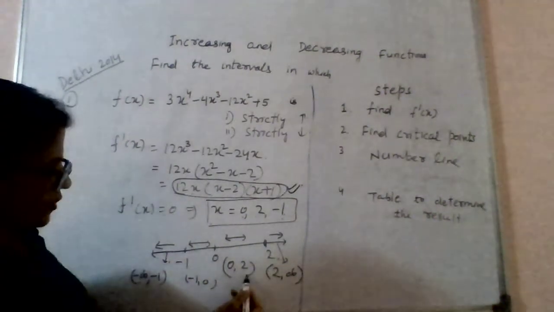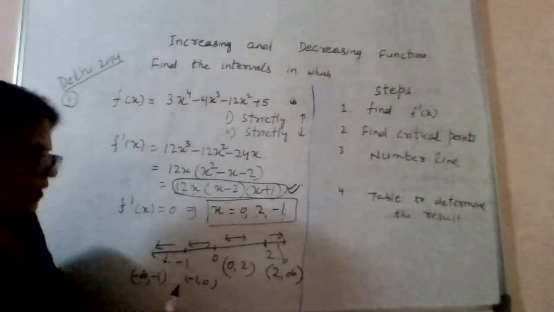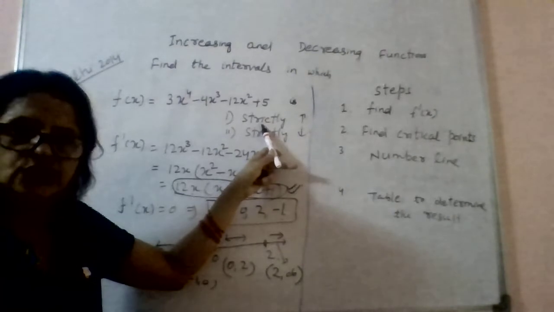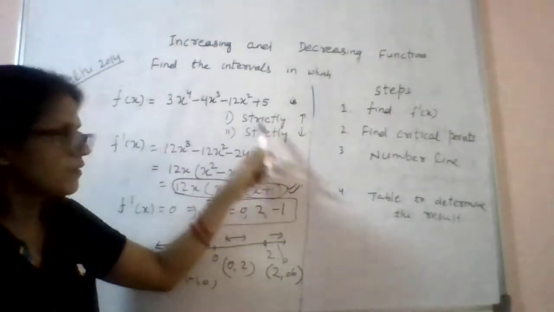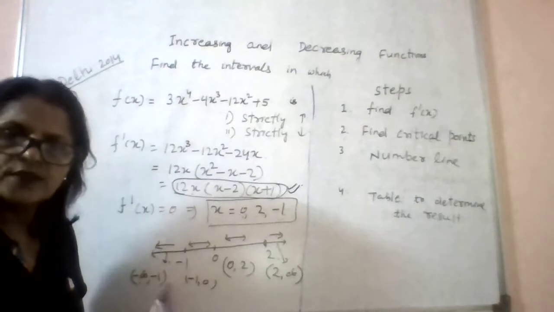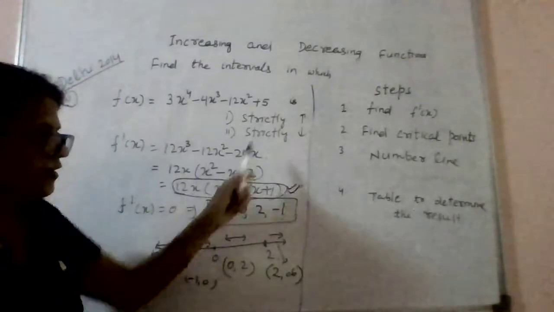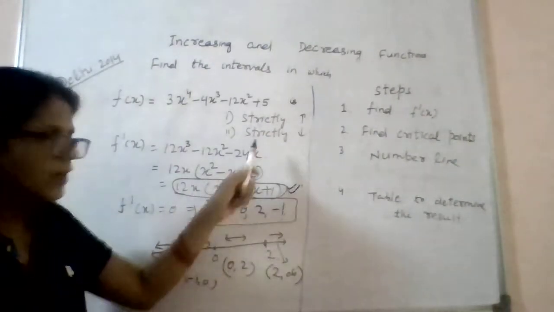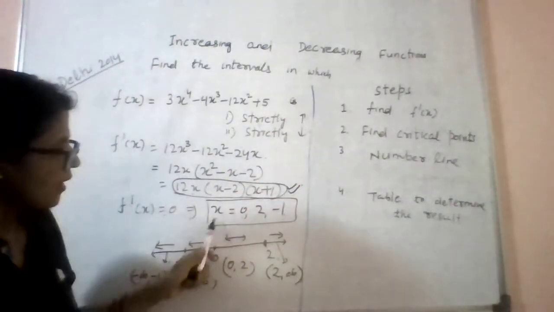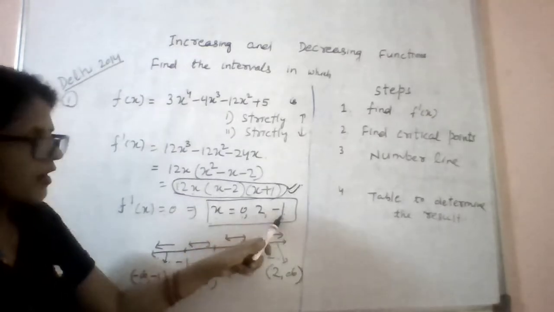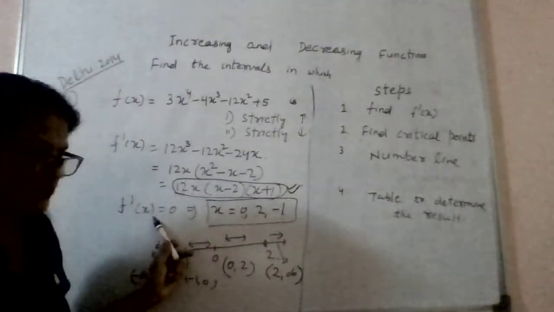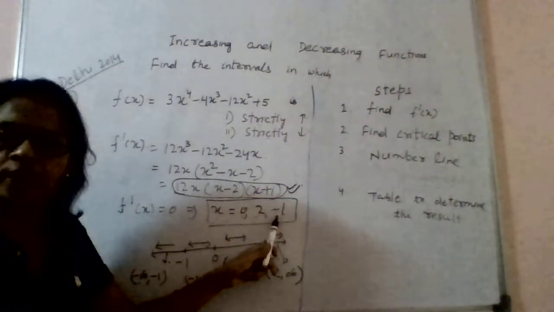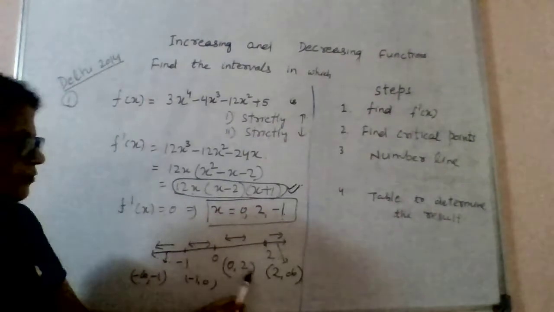Please observe, I have taken open intervals because we have to get the intervals in which the function is strictly increasing and strictly decreasing. For strictly increasing, f dash x has to be greater than 0. Similarly, for strictly decreasing, f dash x should be less than 0. So nowhere can we take f dash x equal to 0. At x equals 0, 2 and minus 1, f dash x equals 0, so we cannot take x equal to 0, 2 and minus 1, right? So we have to take the open intervals.